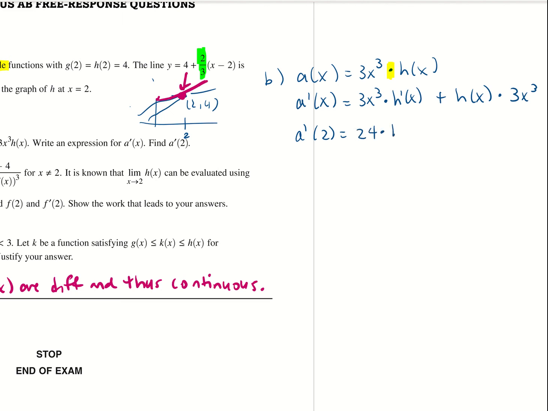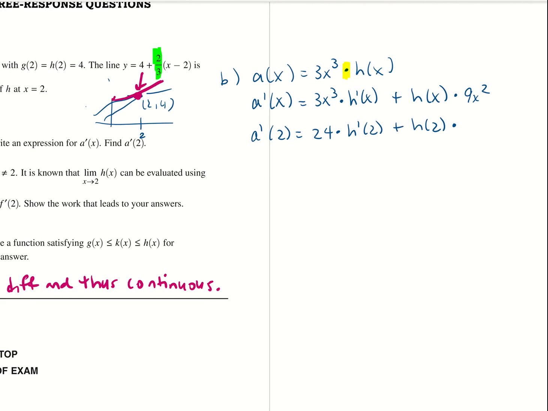Nice. Times h prime of 2 plus h of 2 times, let's see, I think I didn't do my derivative somewhere. Let's try this part again. This would be 9x squared. The second times the derivative of the first. I was like, wait a minute, these shouldn't be the same. All right, now that that's fixed, if I substitute in a 2, I'll get a 36.